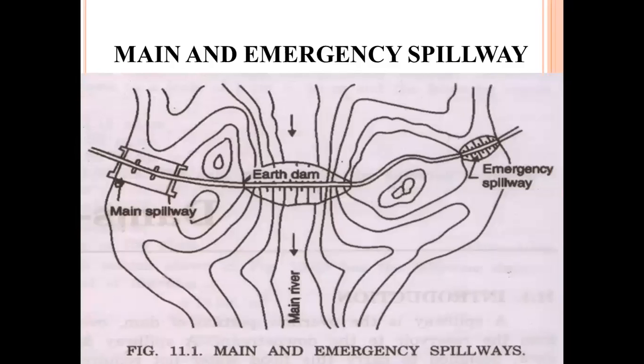So here you can see this is the earth dam, with the main water and the main river. On the earth dam a spillway is not possible, so the main spillway is constructed here, and the emergency spillway is constructed here. The water is released from the main spillway. If the functioning of the spillway is not regular, or the water is more, then the emergency spillway will automatically open.